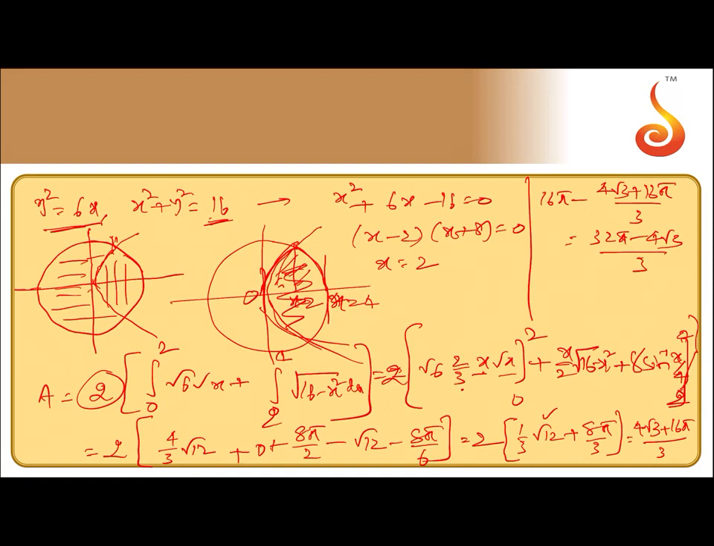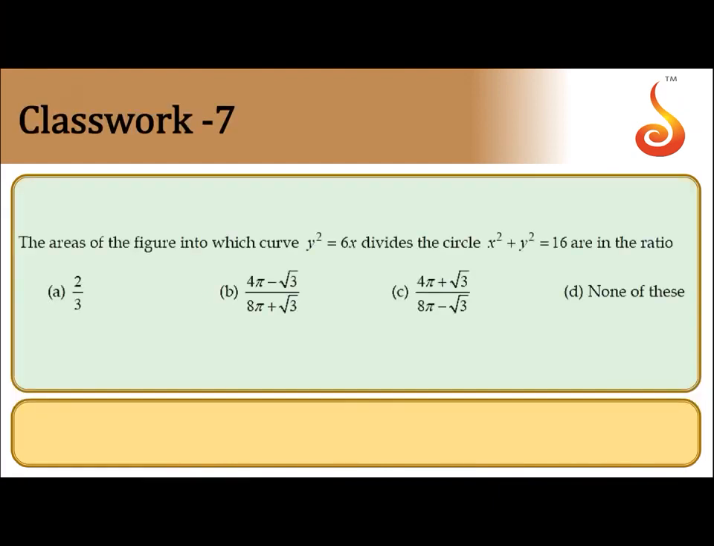Now the ratio of these two, when you take up, I hope you will be getting 4 root 3 plus 16 pi divided by 32 pi minus 4 root 3. Simplifying this, with cancellation, we get 4 pi plus root 3 divided by 8 pi minus root 3. Yes, sorry, this one. So the answer is C.